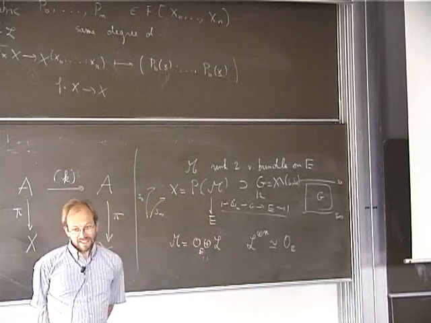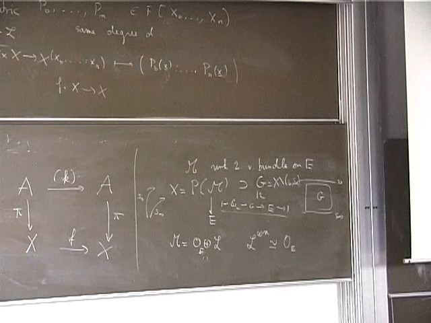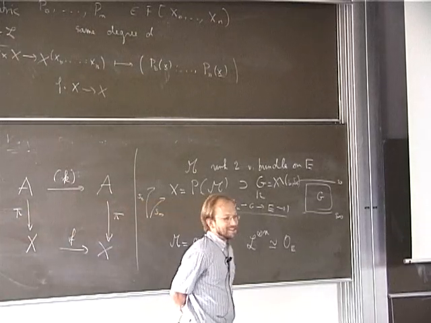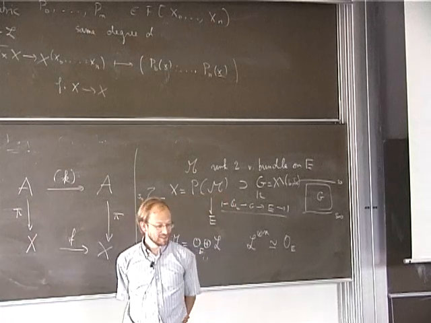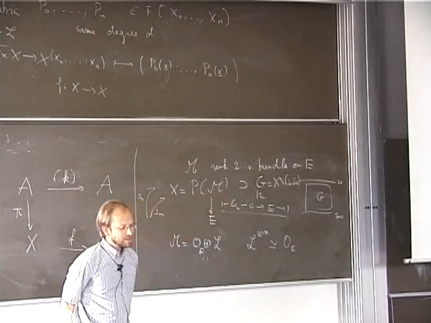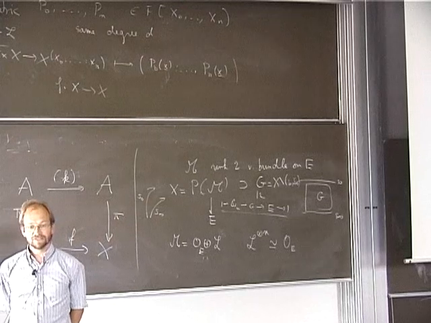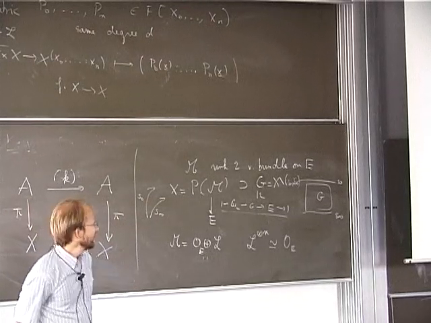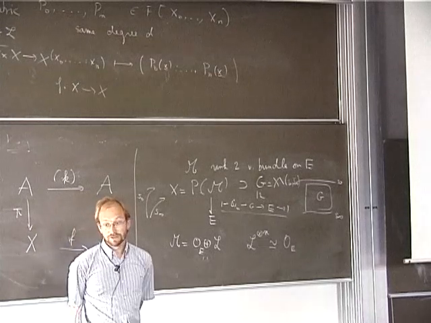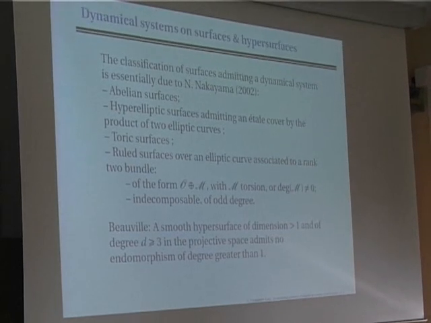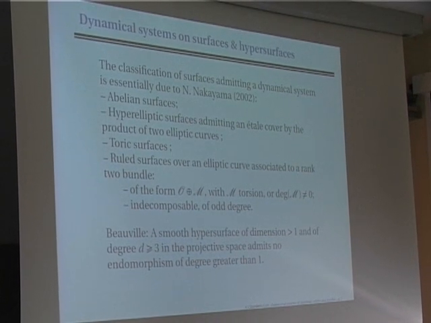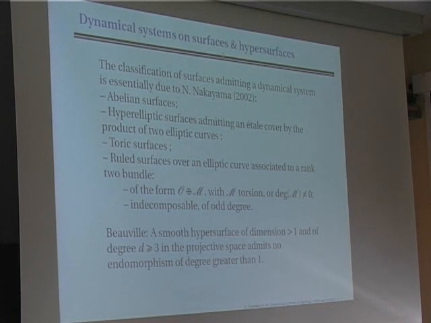And the last example which I want to state is, in fact, a non-example. That is, if you take a smooth hypersurface of dimension greater than 1 and of degree at least 3 in some projective space, then it does not admit any endomorphism of degree greater than 1. So this shows you that such varieties won't admit an interesting dynamical system.